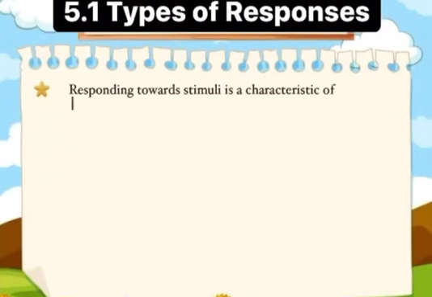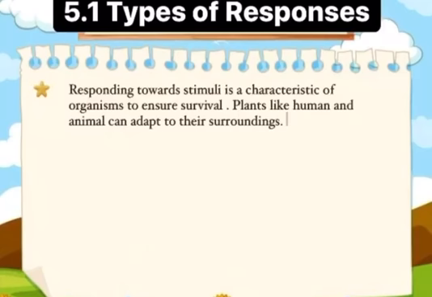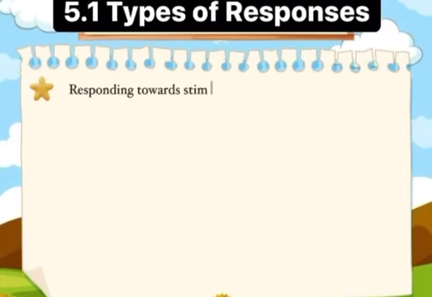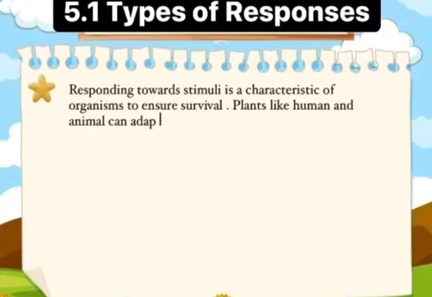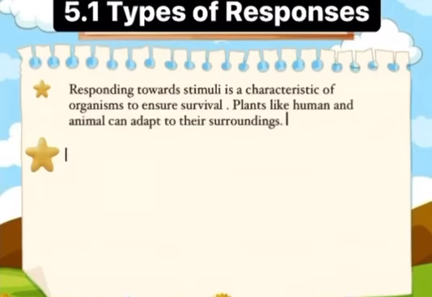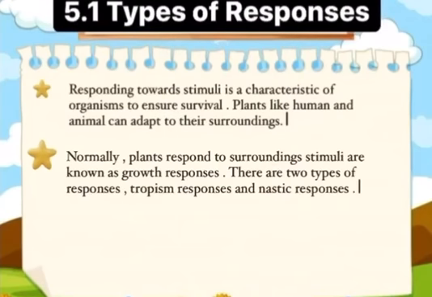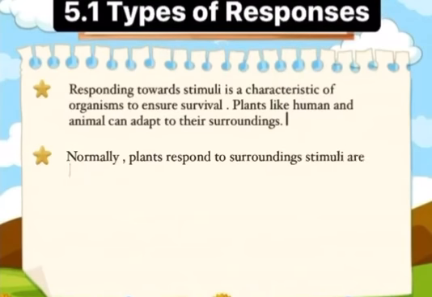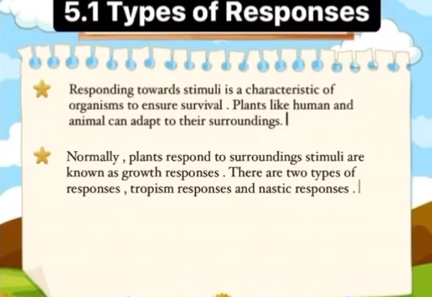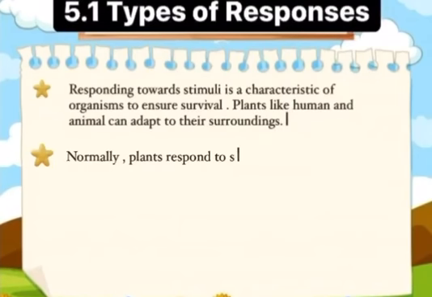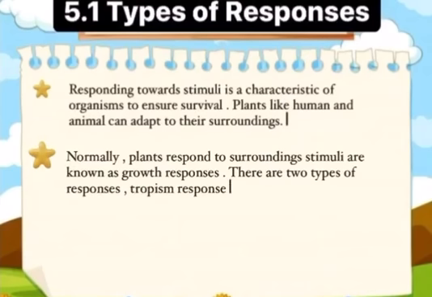Today we will be presenting 5.1 about types of responses. Responding to stimuli is a characteristic of organisms to ensure survival. Plants, like humans and animals, can adapt to their surroundings. Normally, plants' responses to surrounding stimuli are known as growth responses. There are two types of responses: tropism responses and nastic responses.